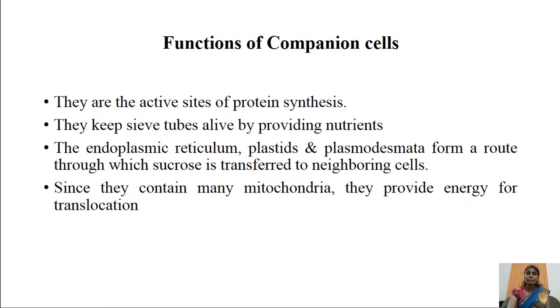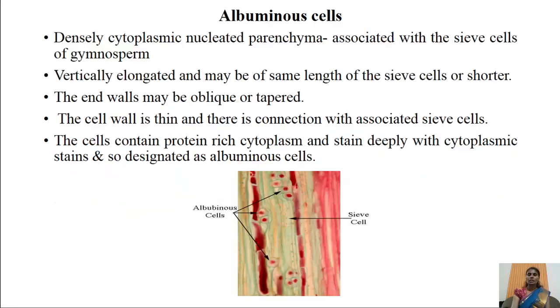Since they contain many mitochondria, generally involved in respiration, they provide energy for translocation of solutes. Since they are provided with a rich number of mitochondria, they provide energy for the sieve tubes for translocation. Then coming to albuminous cells, I already told you, the cells associated with sieve tubes in case of lower forms like gymnosperms are referred to as albuminous cells.